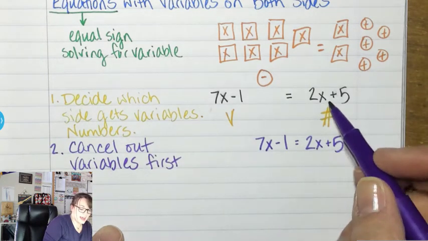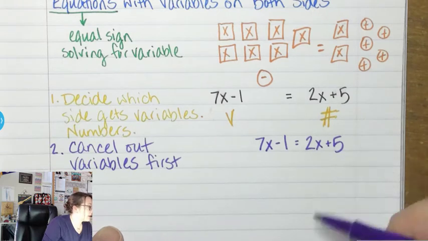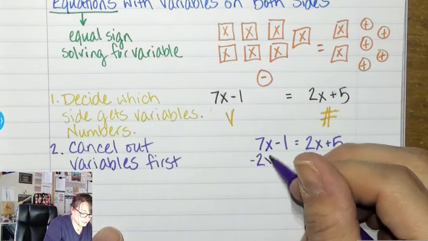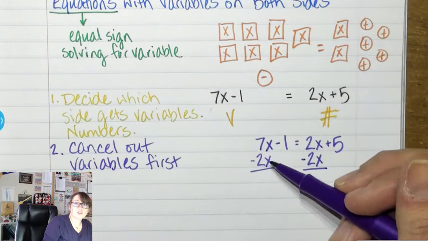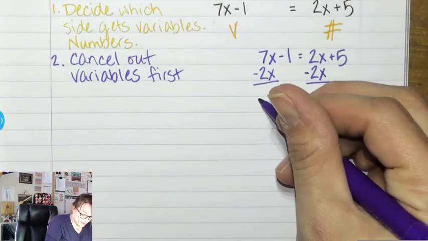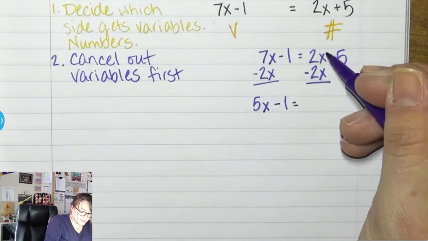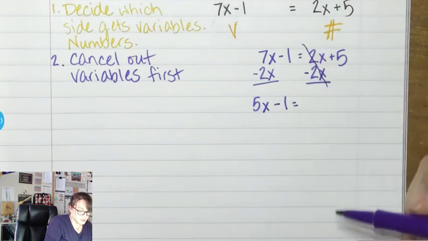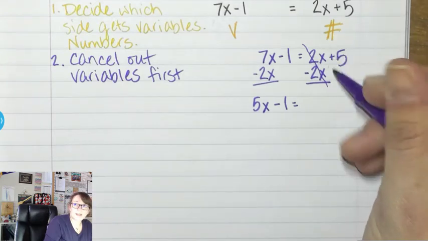So if I'm canceling out the 2x, what can I do to a 2x that will cancel it out? Subtract it. I'm going to take away 2 x's from both sides. Because if I do it to both sides, it stays balanced. So 7 x's minus 2 x's equals 5 x's. So the left side is going to be 5x minus 1 from up here. And 2 x's minus 2 x's is 0. So I'm just going to draw a line through it to signify that it's canceled. It does no longer exist. But I still have this positive 5.